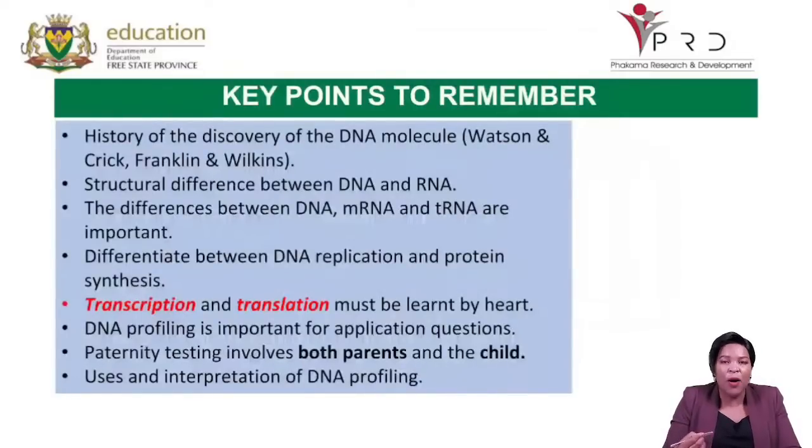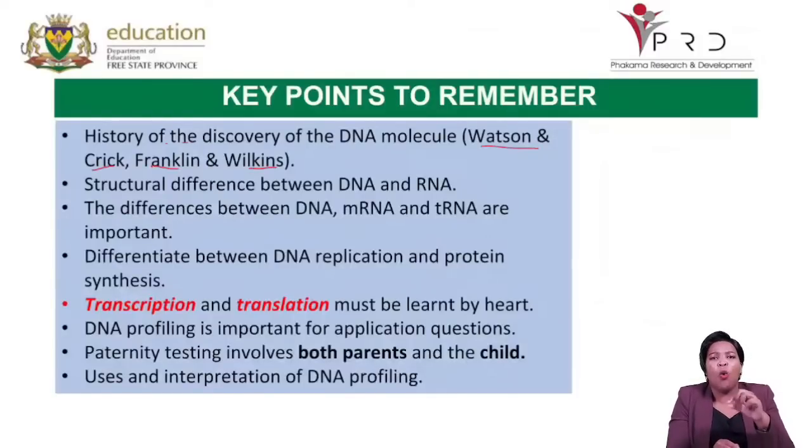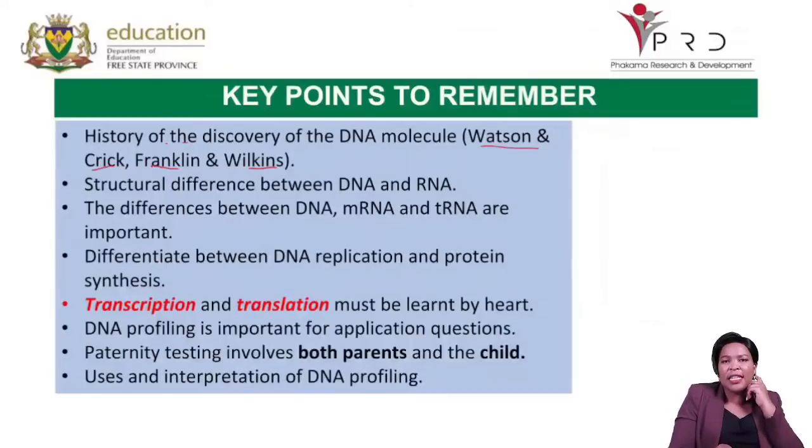Then some key points to remember that you can also go and cover, and use the worksheets that are provided to also cover some of these aspects. You must also remember that the history is important. Who discovered DNA? Remember the names of those scientists, Watson and Crick and Franklin and Wilkins. Just a brief paragraph to remember what were their roles, who found the X-rays or who took pictures of the DNA, who came up with the double helix structure, and then what are the structural differences between DNA and RNA, the differences between, we've done this also, DNA, mRNA, and tRNA.